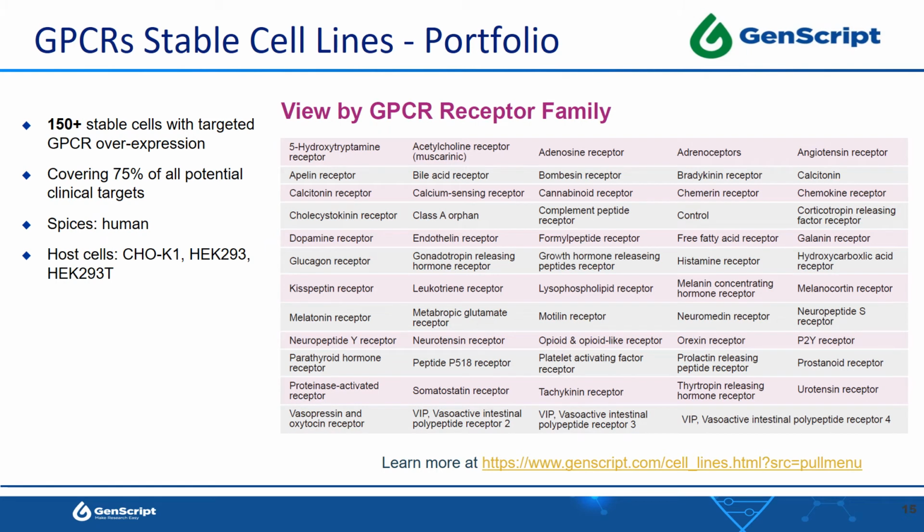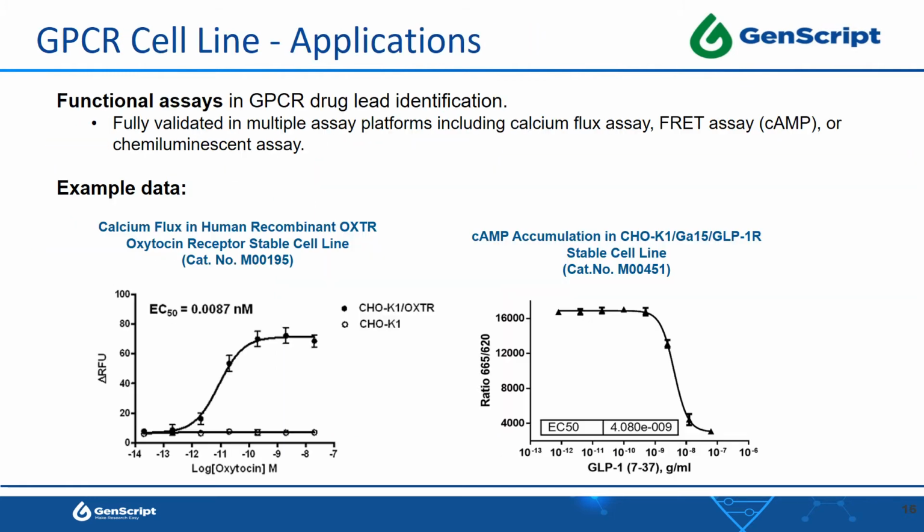At GenScript, we offer more than 150 stable cell lines with targeted GPCR overexpression. This covers 75% of all the potential clinical targets. All the GPCRs expressed in our stable cell lines are human proteins, and we offer a variety of host cells, including Trex-CHO-K1, HEK293, as well as HEK293T.